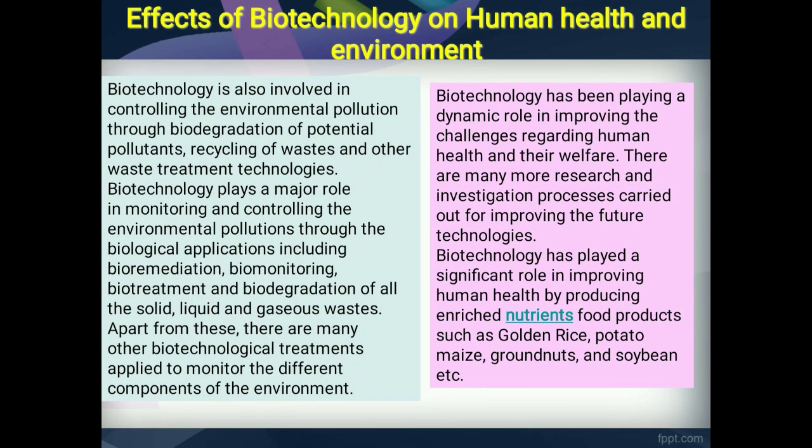And not only that, biotechnology has been playing a dynamic role in improving human health and welfare. More research and investigation are being carried out to improve future technologies for human health by producing nutrient-enriched food products such as golden rice, potato, maize, groundnuts, soybean, etc. So there are different effects of biotechnology on human health and environment.